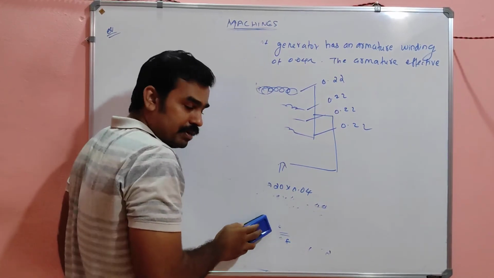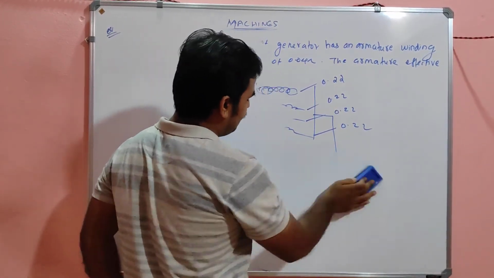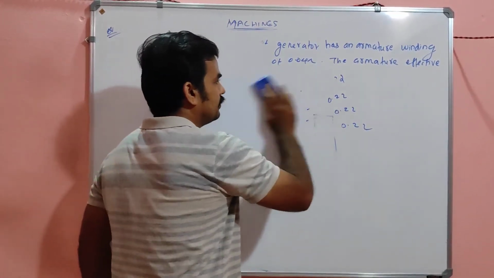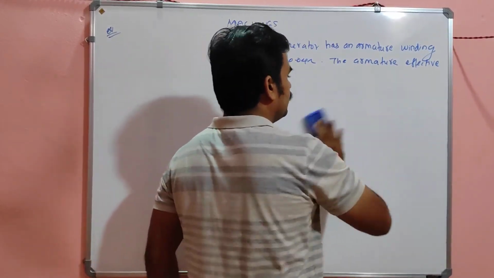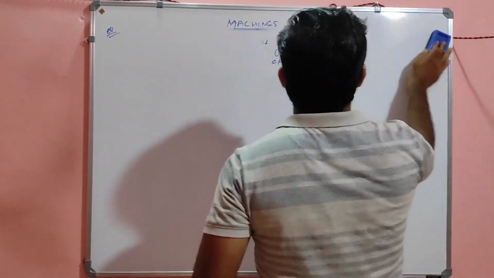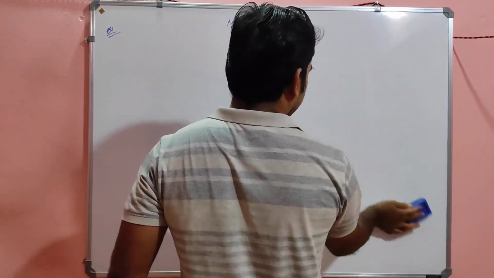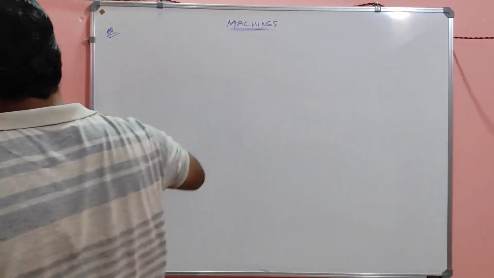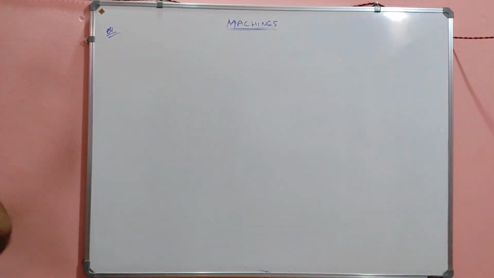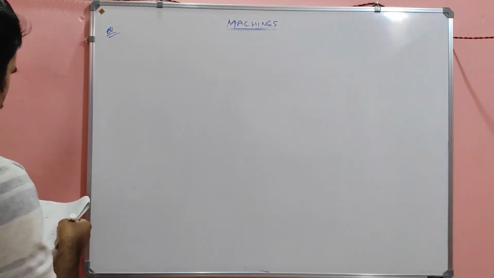This is a tricky question, my dear. There is a chance of error. Very, very tricky question. Always keep in your mind, because in the options there is that one answer like 0.22 also. So you suddenly go for 0.22, that's why.